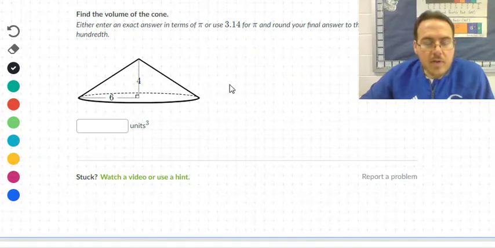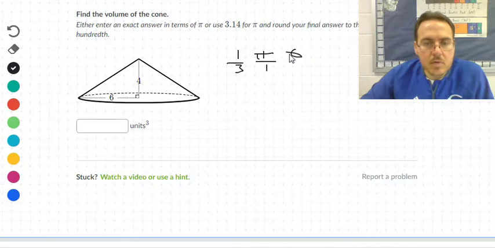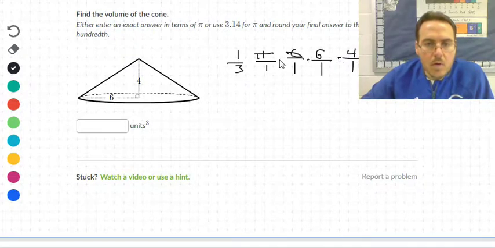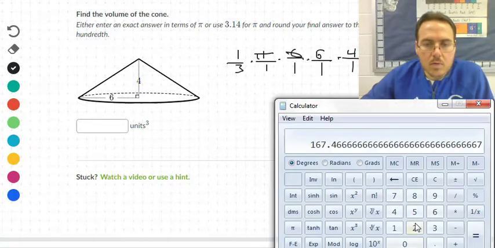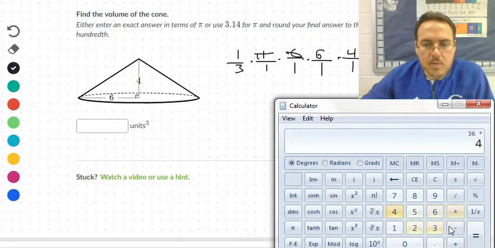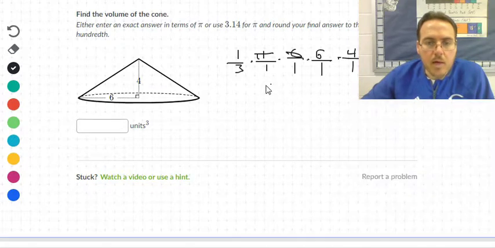Find the volume. So that'd be 1/3 pi r squared. That's a 6, that means 2 6s, times the height. That'd be 6 times 6 is 36, 36 times 4, make that fast, 144. Yeah, okay. So it'll be 144 pi over 3.